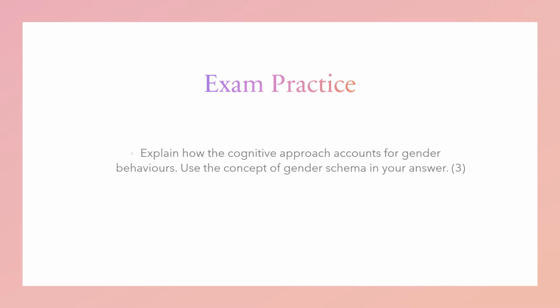And I asked you to have a go at this question at the end of last lesson. Explain how the cognitive approach accounts for gender behaviours. Use the concept of gender schema in your answer. So you need to give me quite a detailed explanation of what gender schema is, and then maybe a little example from one of the theories. So this is what I've written, and you can mark it accordingly. You need at least 3 detailed sentences to get the 3 marks.